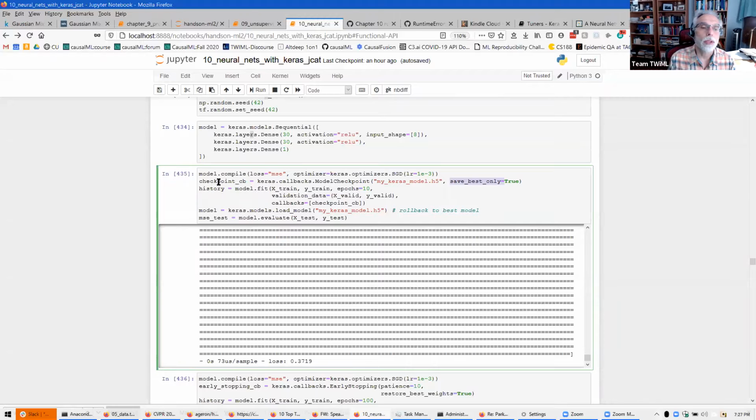Once you've compiled your model and defined your callbacks, in this case there's just one, you run the model just like you did before, with the fit method. The only difference from before is that you include the callbacks argument. You pass in the list of callbacks, and in this case there's just one element in the list.